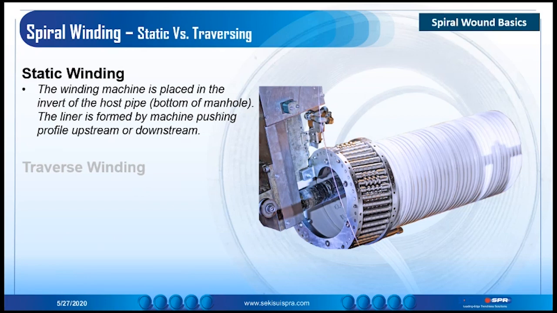First is static winding. During static winding, the equipment is locked in place at the entry of the line segment. Then the PVC profile is fed into the equipment, which forms the liner and pushes it from one manhole to the next.